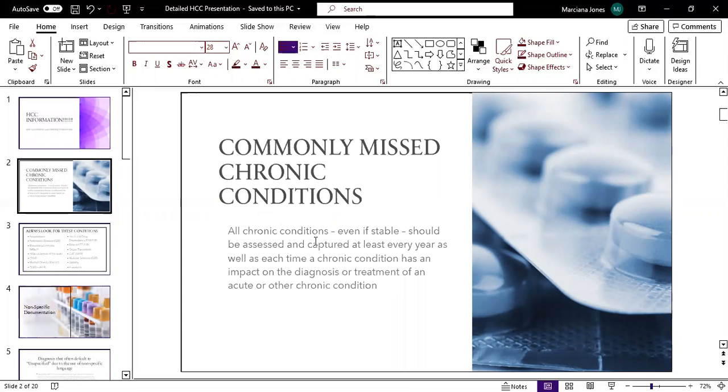So our chronic conditions, even if they're stable, should be assessed and captured at least every year, as well as each time a chronic condition has an impact on the diagnosis or treatment of an acute or other chronic condition. So let me go into detail a little bit about that. Let me tell you about that every year. And I'm sure if you're an HCC coder, you already know. So this is for people who don't know.